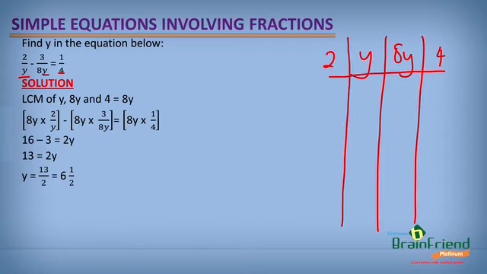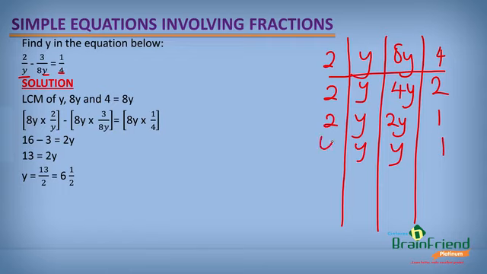So we start with 2. 2 cannot divide y. So 2 divides 8y, we are left with 4y. And 4 divided by 2, we are left with 2 here. 2 goes in again, y, 2y, 1. 2 goes in again, y, we are left with y here and 1. And y goes in here, we are left with 1, 1, 1. So the LCM is 2 times 2 times 2 times y, which is equal to 8y, which is what we have here as the LCM of 8y and 4. So we multiply each term by the LCM.